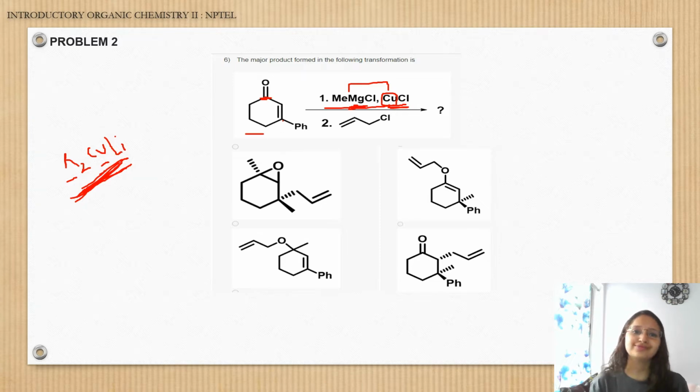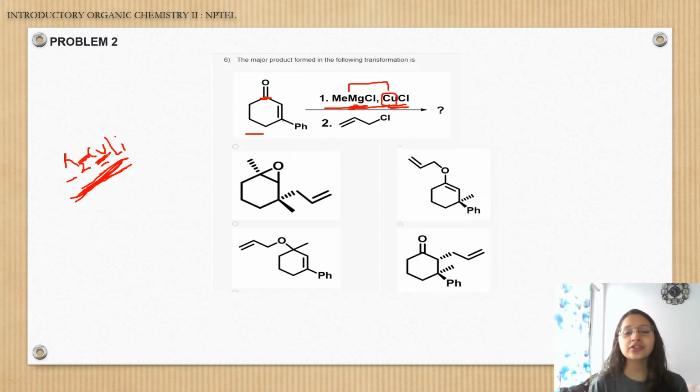No, it will go for 1,4 addition. Why? Because you have a copper, and your nucleophile is attached to the copper. This R is your nucleophile. Now it is attached directly to the copper, not lithium, right? So copper will govern the reactivity of this alkyl rather than the lithium. So copper is a soft nucleophile as we have discussed. That is why it is going to give you a 1,4 addition only. Is it clear?